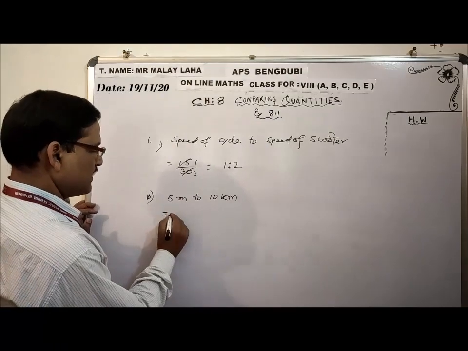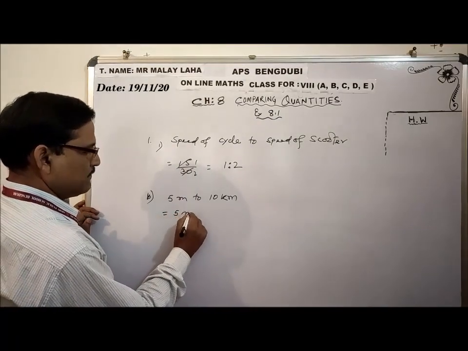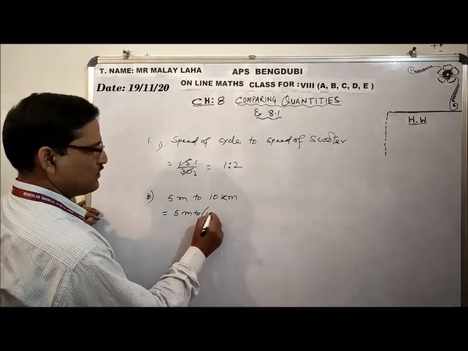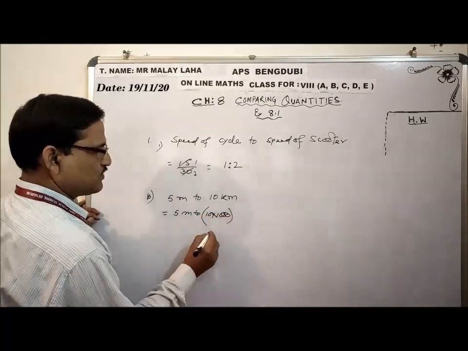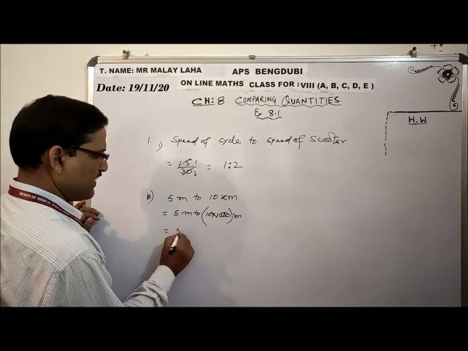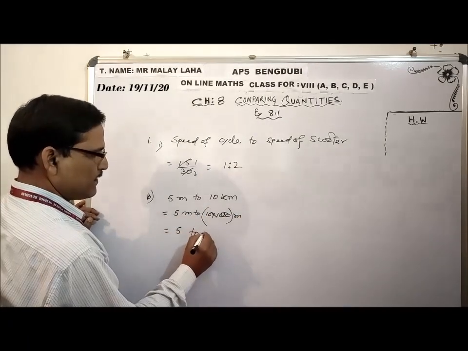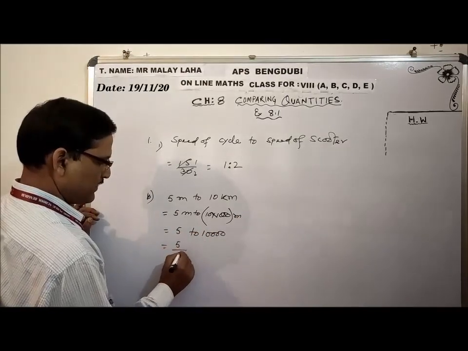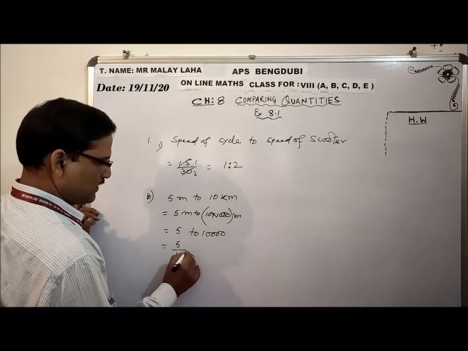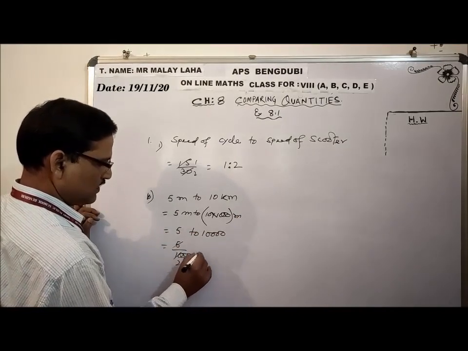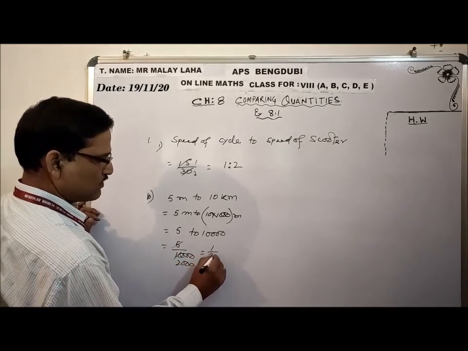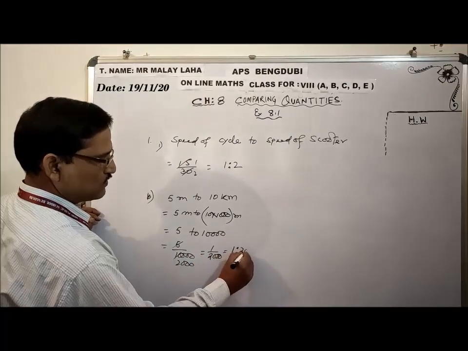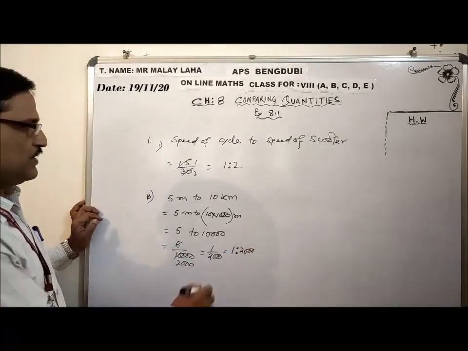So how can I write down 5 meter to 10 into 1000? 1000 meter equals 1 kilometer. So 5 meter to 10,000 meter, or 5 by 10,000. Cut, 1 by 2000, equals 1 is to 2000. Got it?